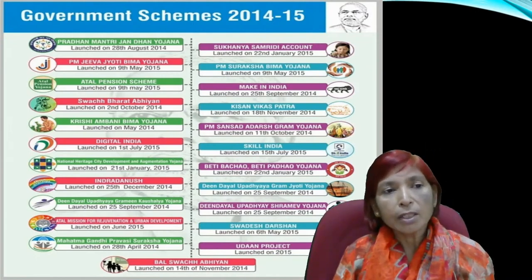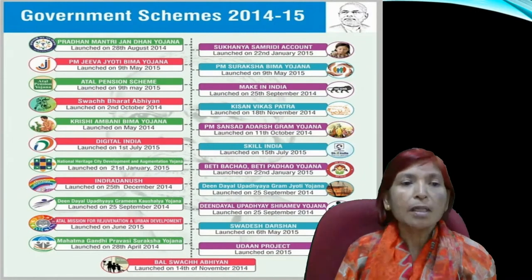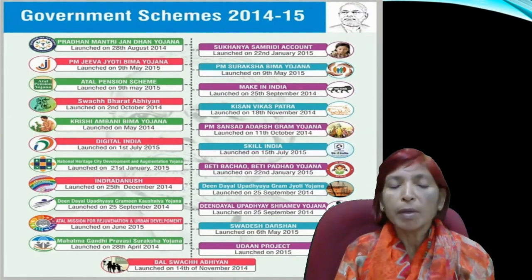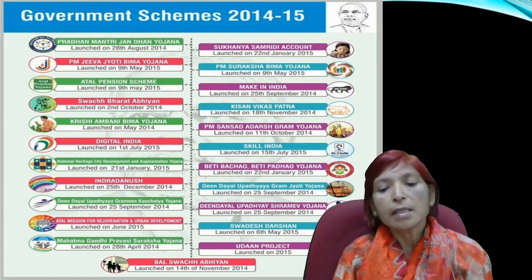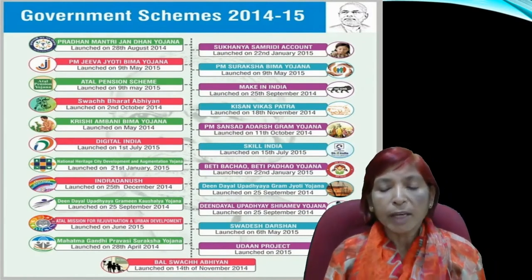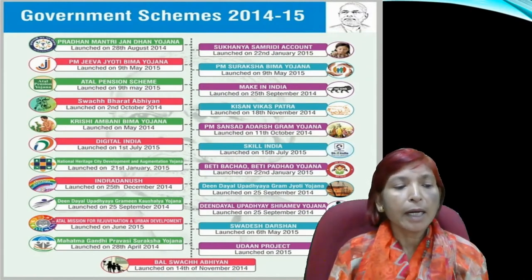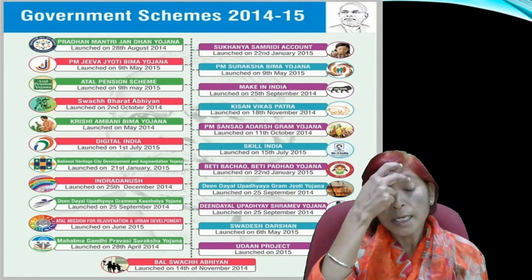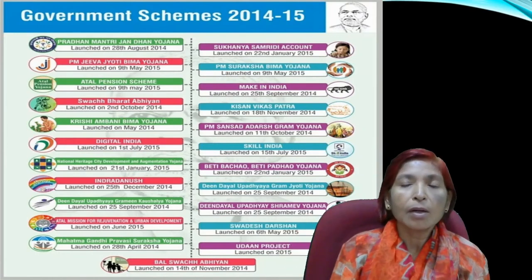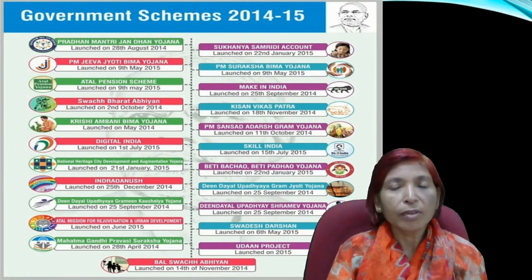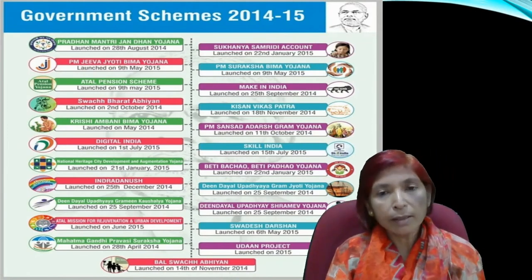So Pradhan Mantri Jan Dhan Yojana, Pradhan Mantri Jeevan Jyoti Bima Yojana, Atal Pension Yojana, Swachh Bharat Mission, Krishi Ambani Bima Yojana, Digital India, Make in India, Skill India, Kisan Vikas Patra, Sukanya Samriddhi Account, Deen Dayal Upadhyay Gram Jyoti Yojana, Deen Dayal Upadhyay Shramev Yojana, Swadesh Darshan, Indradhanush, Jan Dhan Yojana, and Udan Project. All these schemes were launched by the government of India for the welfare of the whole community and whole country's people.